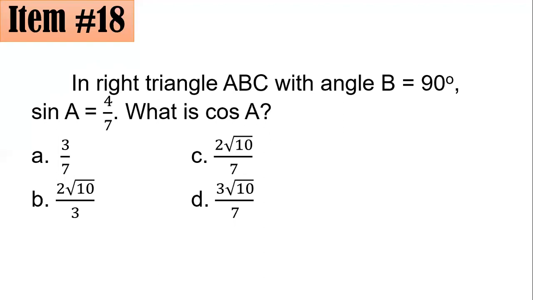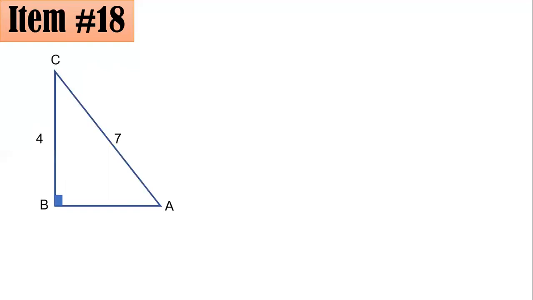To do such, it's important to visualize the figure. Sine A equals 4/7. So let's say we have here ABC with right angle B. This is acute angle A, which is 4/7. How come I make it like this? Remember, sine A is 4/7, and sine is defined as the ratio of the opposite and the hypotenuse. That's why the opposite side of A is 4. And the hypotenuse has measure of 7.